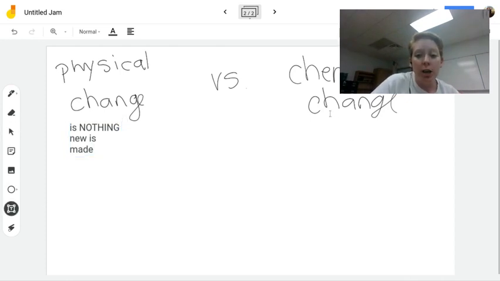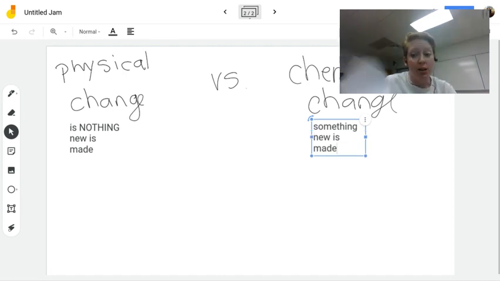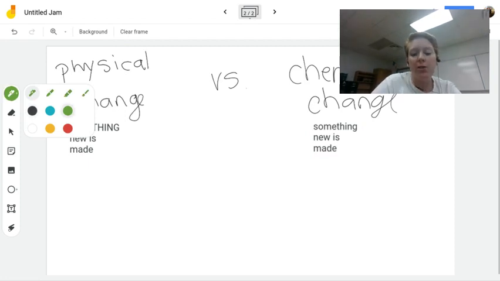Now, a chemical change, something new is made. So if I took this piece of paper and I lit it on fire, that would make something new and also be fun. Now, there are ways that you can observe in a lab that it's chemical or physical. And those are the ones that I really want you to focus on today when you are doing the little lab activity we have for you.